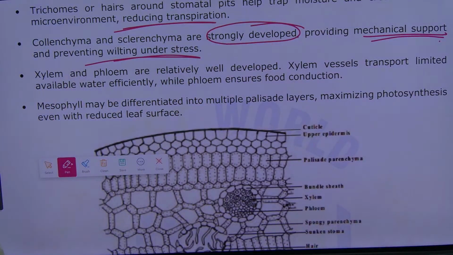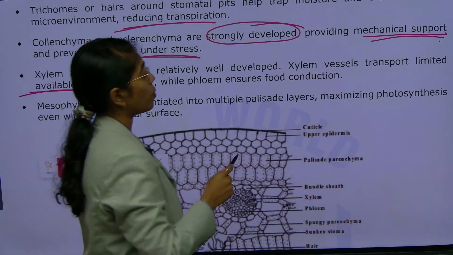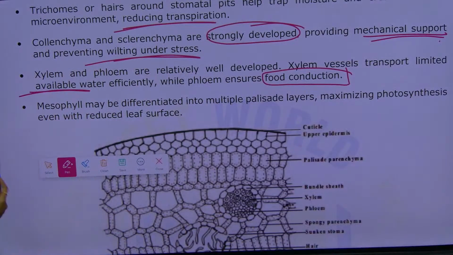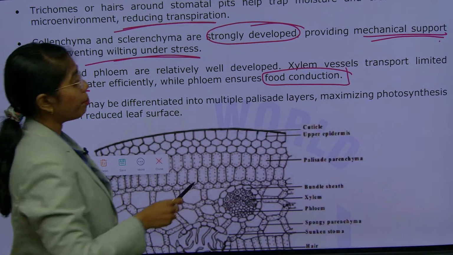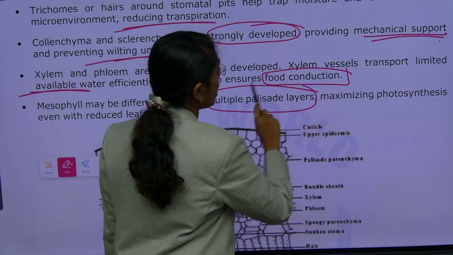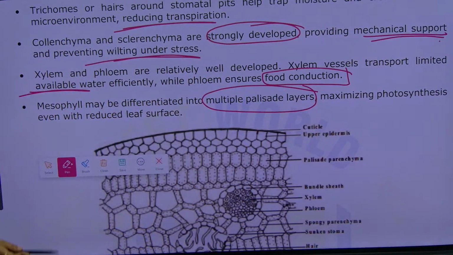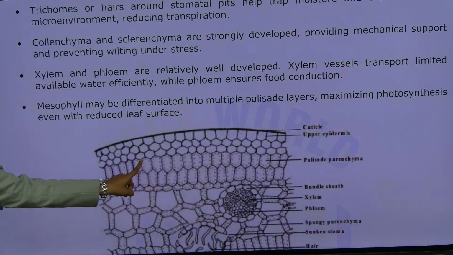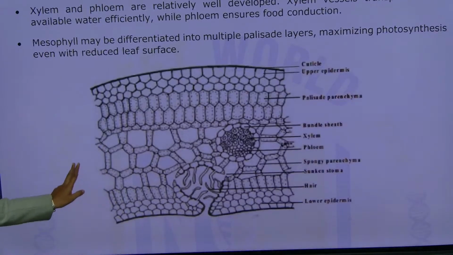Xylem and phloem are relatively well developed. Xylem vessels transport the limited available water efficiently, while phloem ensures food conduction. And then mesophyll may be differentiated into multiple palisade layers, maximizing photosynthesis even with reduced leaf surface. Clear till here? So these are the anatomical adaptations of xerophytes.